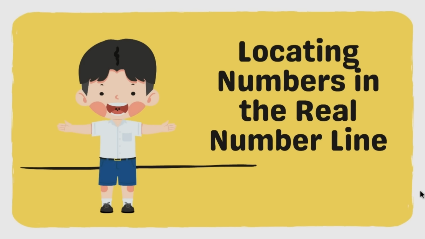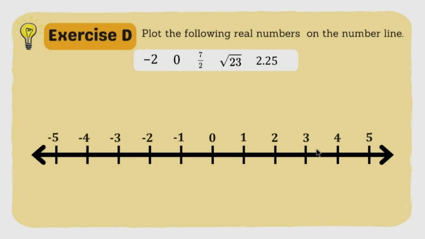For the last part of our lesson, we will now locate numbers on the real number line. Here, we have two activities. First, we are going to plot the following real numbers on the number line. We have 5 real numbers here. How are we going to plot these on this number line? Let's have the answers.